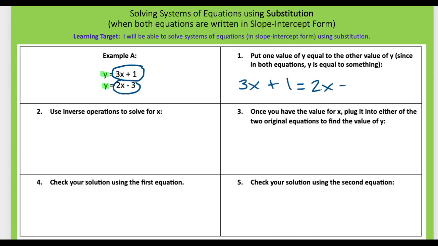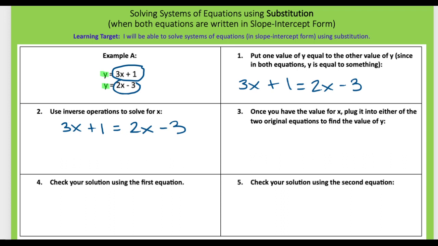So now I have an equation with only one variable. And step 2 says I'm going to use inverse operations to solve for x. So let's do that together right now. 3x plus 1 is on the left side and 2x minus 3 is on the right side. Whenever I have an equation with variables on both sides, my goal is to move all the variables to one side and try to isolate that x.